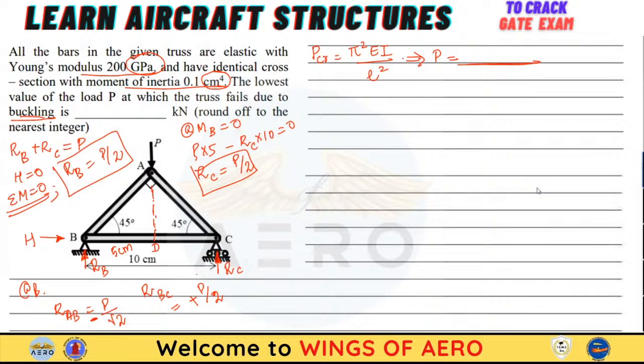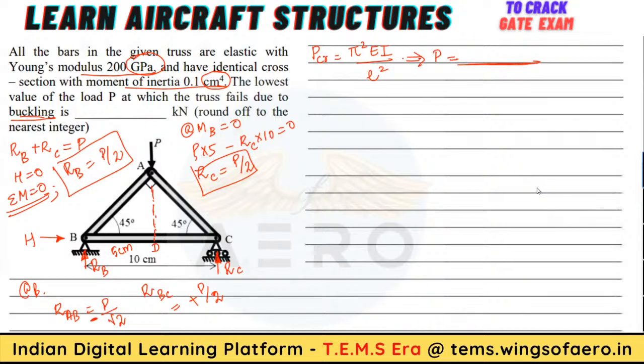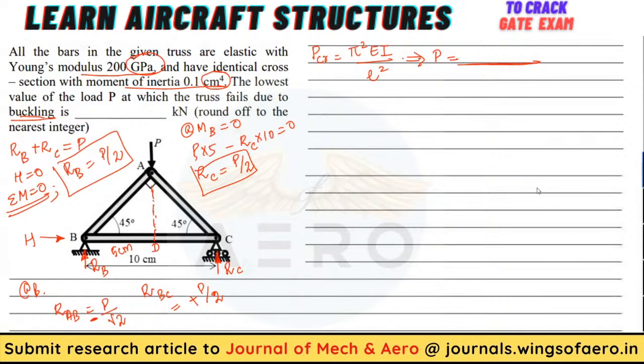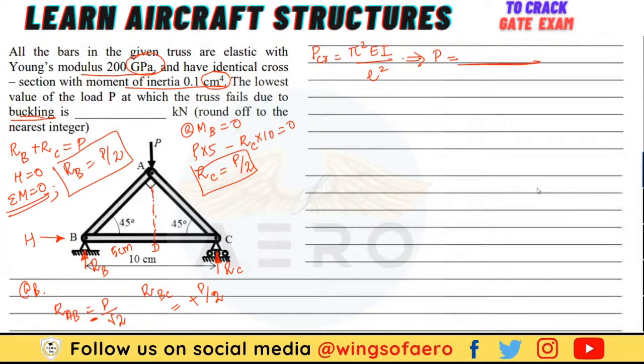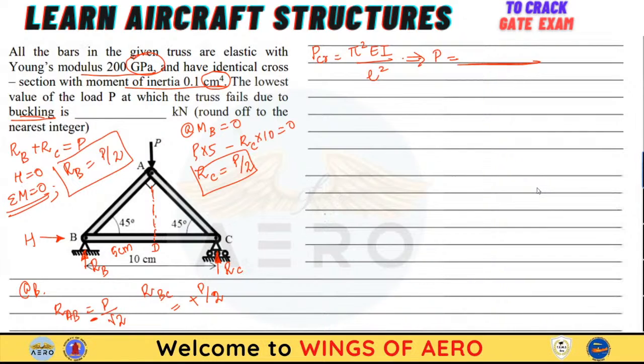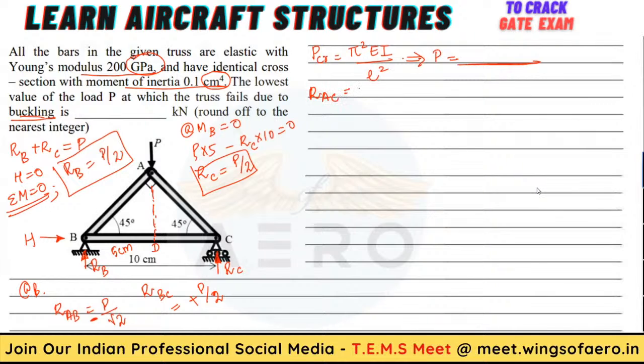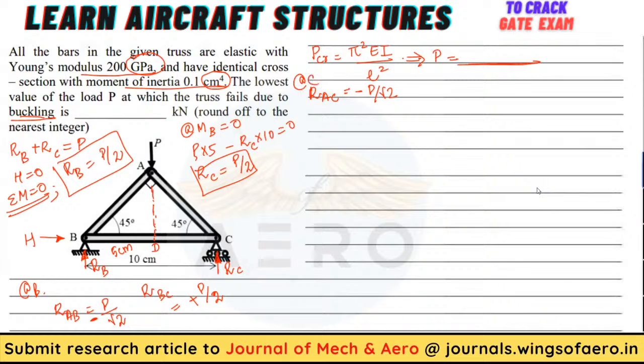Now, what is the next procedure? You got these values using joint B. Next, what is your next step? Ma'am, at point C, I got RAC is minus P by root 2. RAC value is minus P by root 2. Okay, that is at point C, right?